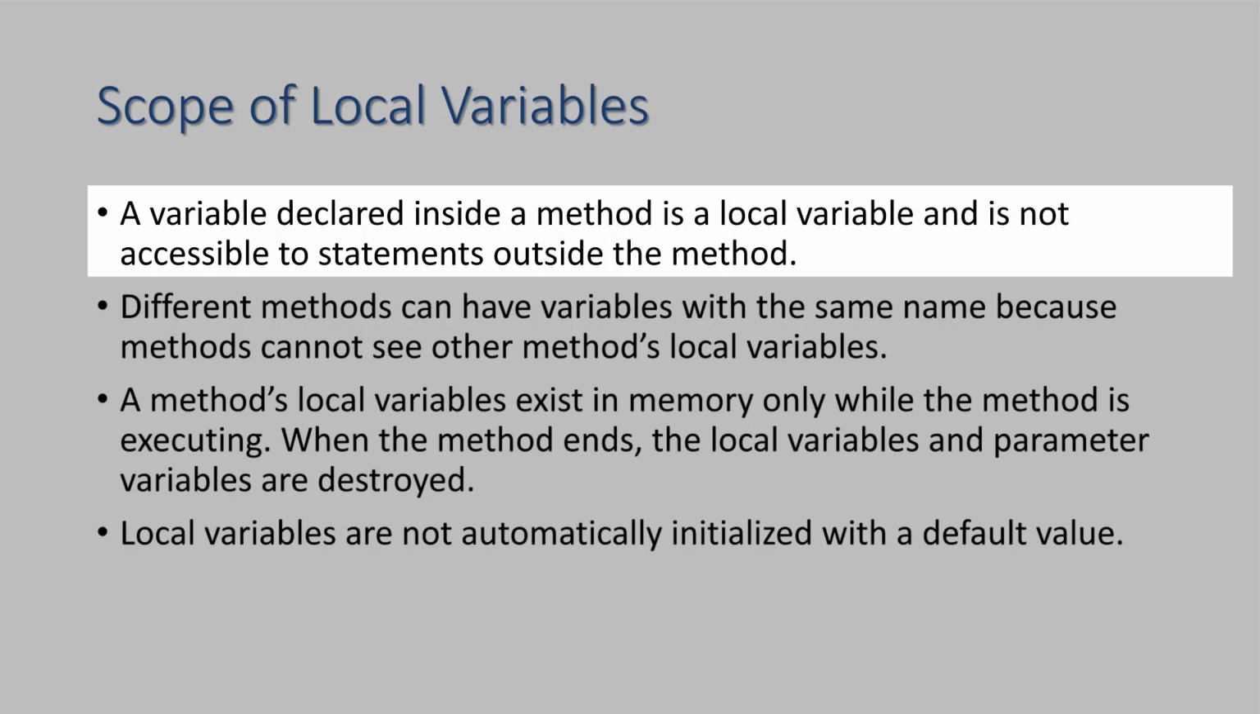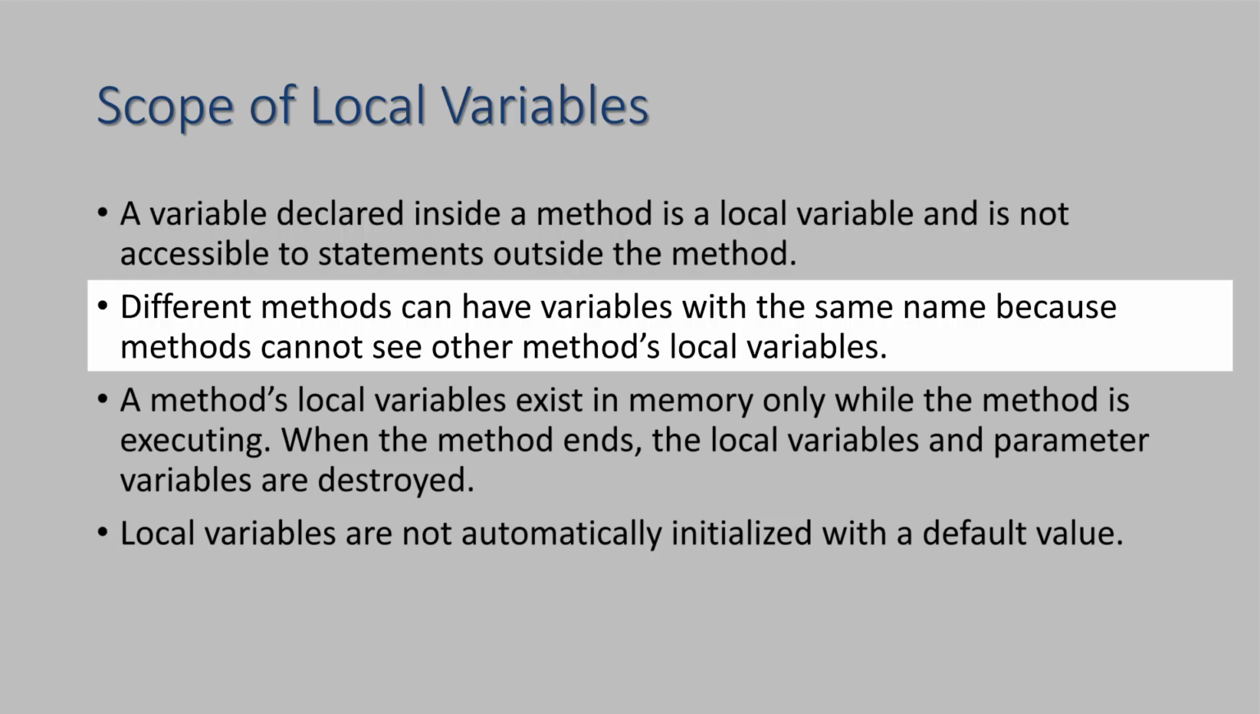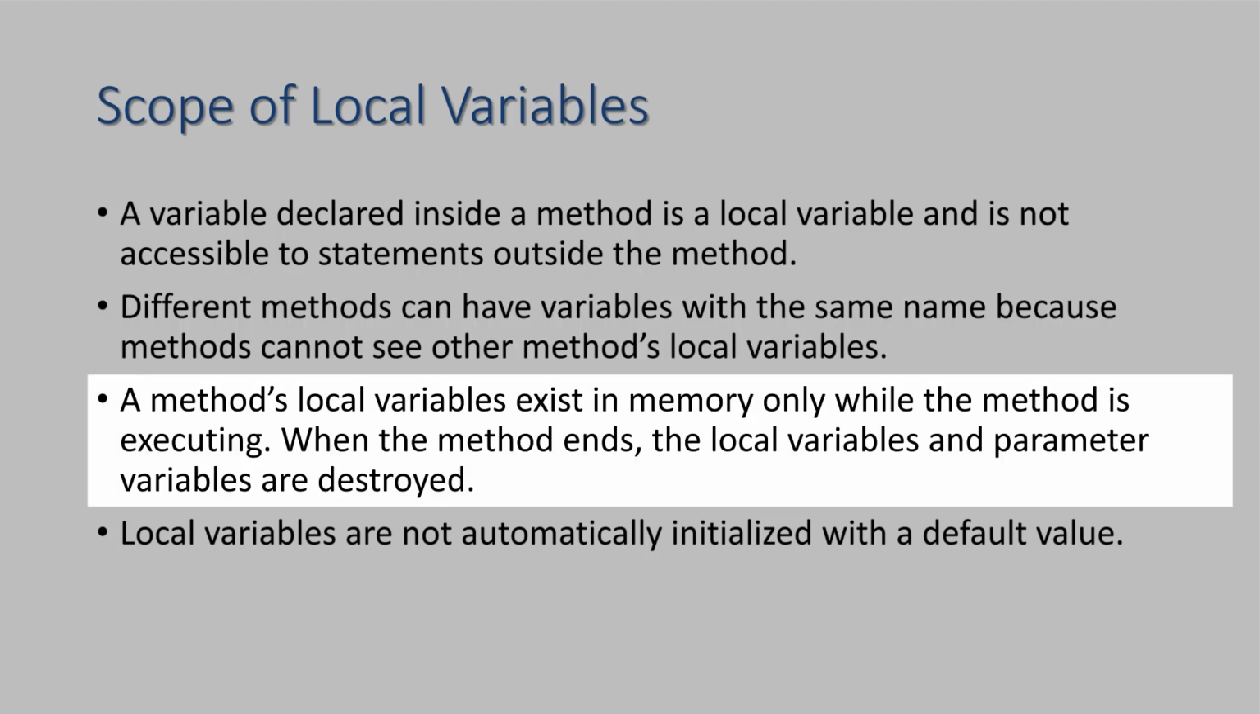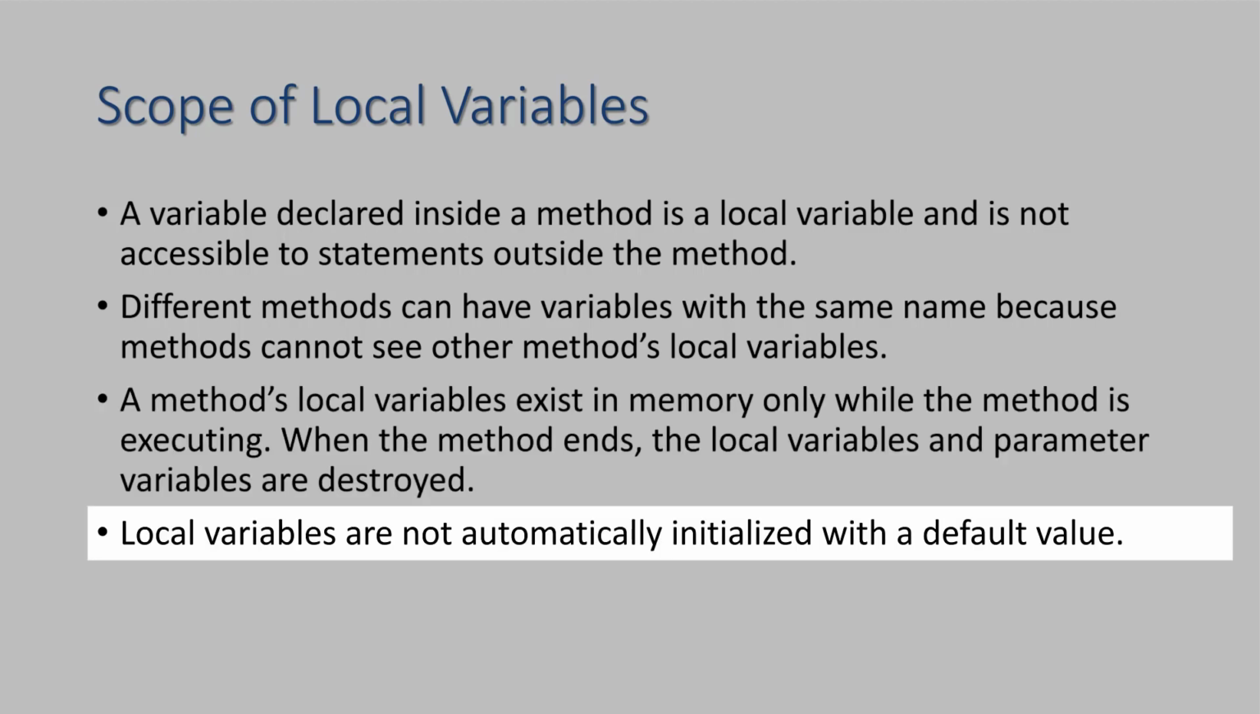A variable declared inside a method is local to that method and is not accessible outside the method. The variable scope is local to the method in which it is defined. Different methods can have variables with the same name because method variables are local variables and cannot be seen by other methods. A method's variables exist in memory only while the method is executing. When the method ends, the local variables and parameters are destroyed. Local variables are not automatically initialized to a default value.